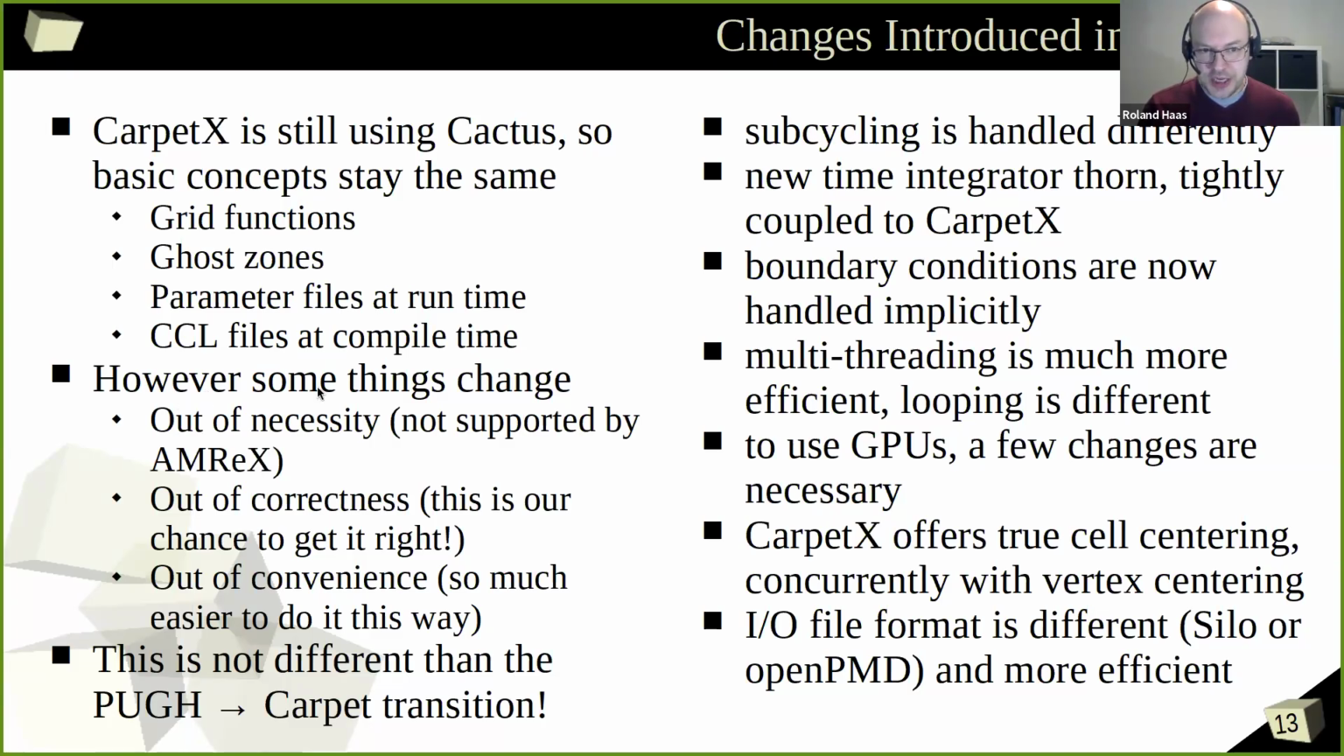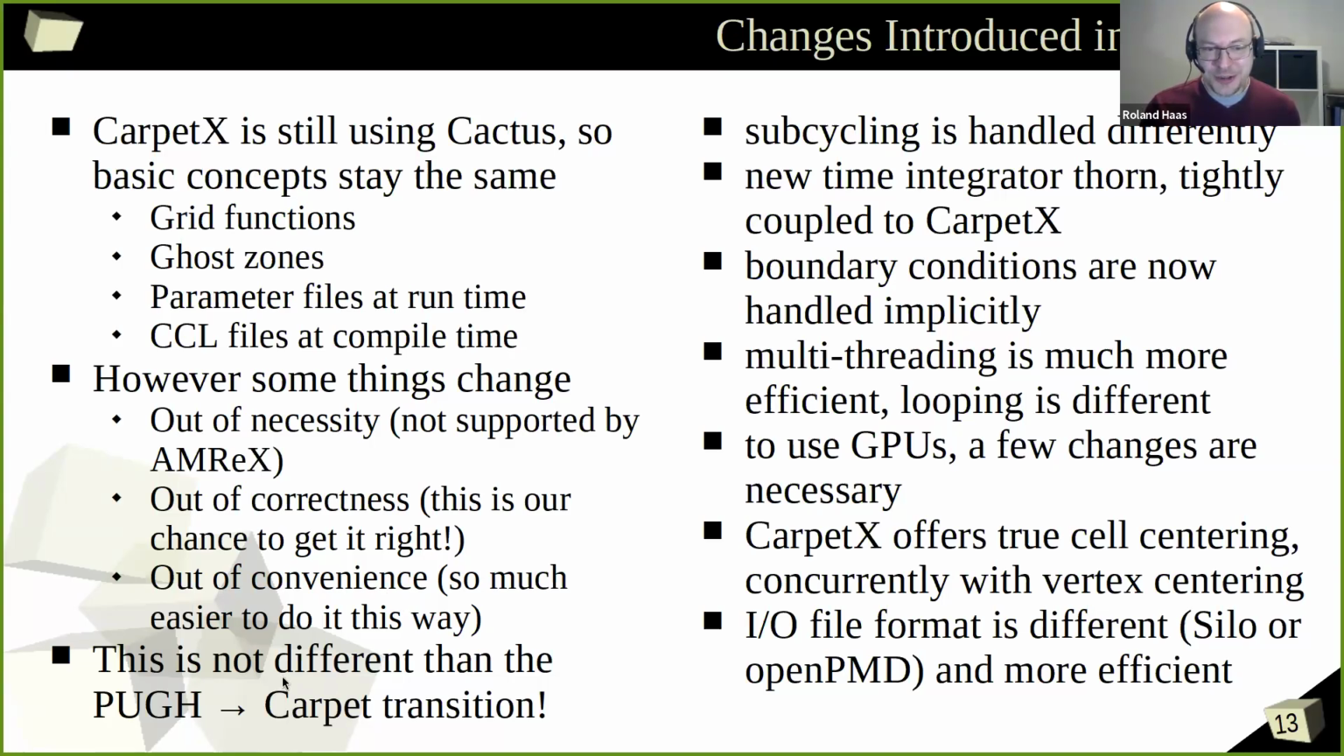Some things, on the other hand, change, maybe drastically. Some change out of necessity, because just some things are not supported by AMReX, so there's no way they need to change. Some things change to improve correctness, because we are doing this for the second time. So this, of course, is our chance of getting it right. And you might read this a little bit ironically, because clearly there is a bit of a second system effect in there, but it should be better than before. We've learned in the last 20 years. And some things change just out of convenience, because, well, somebody has to implement this, and it pays to make it easy for the implementers. So things change, but hopefully not too much.